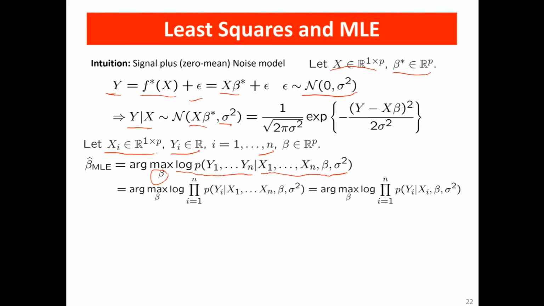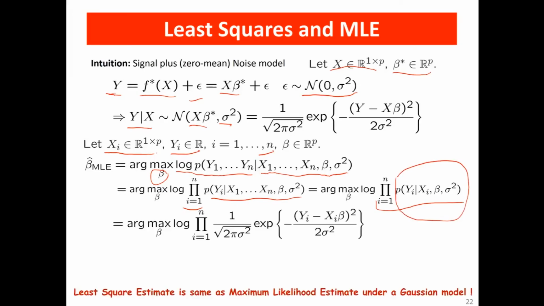Now, since all yi is independent from the other y's, we can rewrite this as the product of n of these terms, yi given x1, x2 and so on xn, and the parameters beta and sigma squared. Moreover, if I want to predict yi, for this prediction I only need to use xi. The other training points are irrelevant, so this probability is exactly the same as the product of yi given xi, beta and sigma squared. And now we are almost done, because we know that all of these probabilities are Gaussian distributions with mean xi times beta and variance sigma squared, so they have this Gaussian distribution.